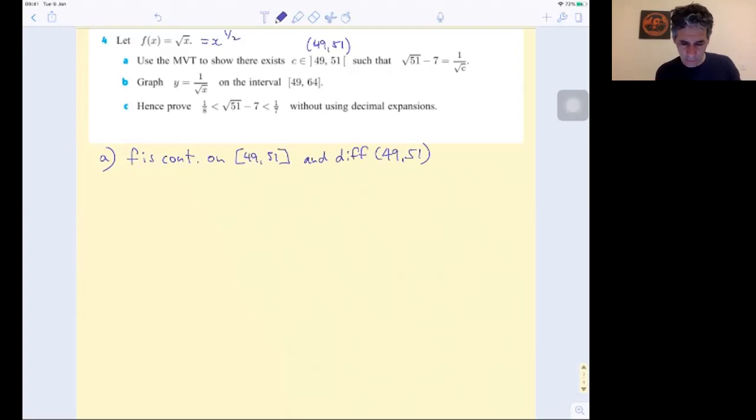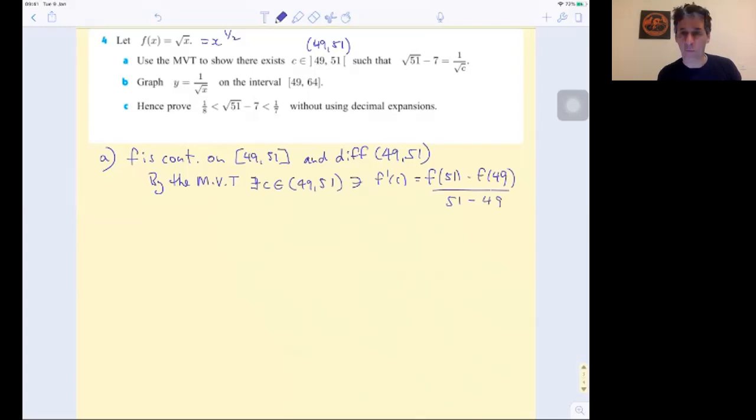Okay, so therefore, by the mean value theorem, there exists a c in the open interval (49, 51), such that f prime of c is f of b minus f of a over b minus a, in this particular case, f(51) minus f(49) over 51 minus 49. If you're wondering where I got that from, well, I've just memorized the mean value theorem. It's not on the formula booklet, so you should know the mean value theorem.